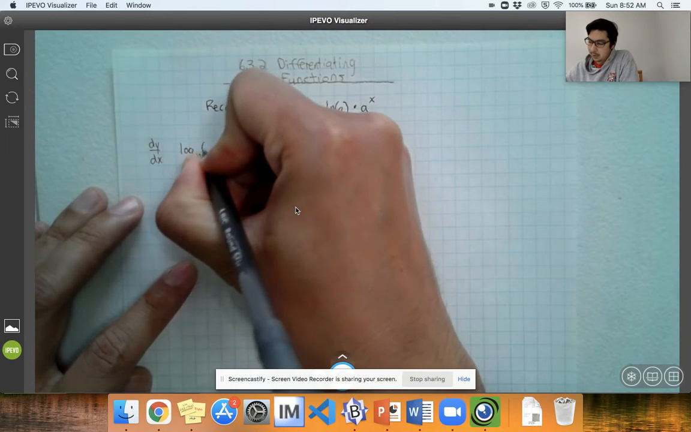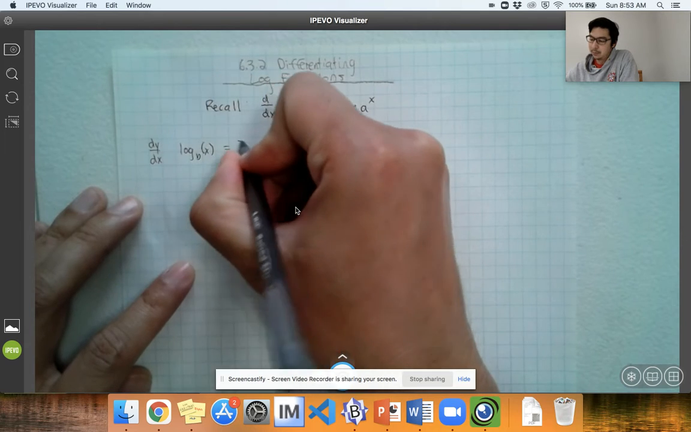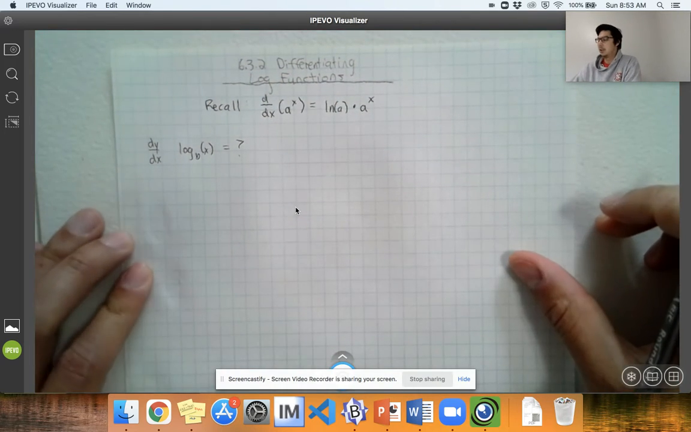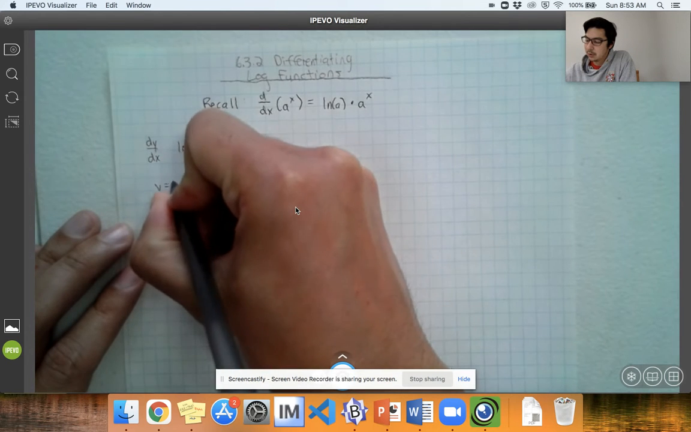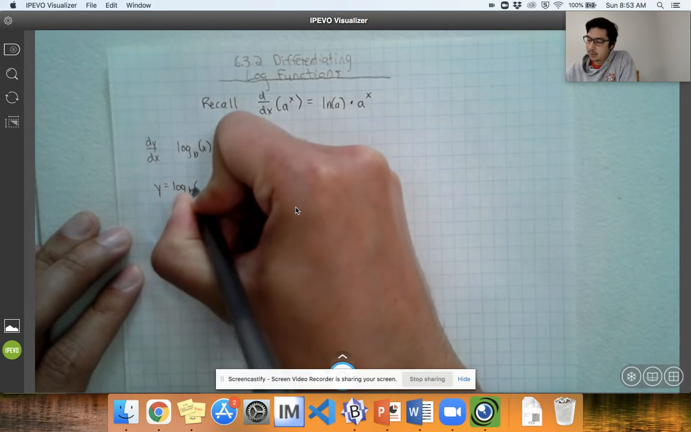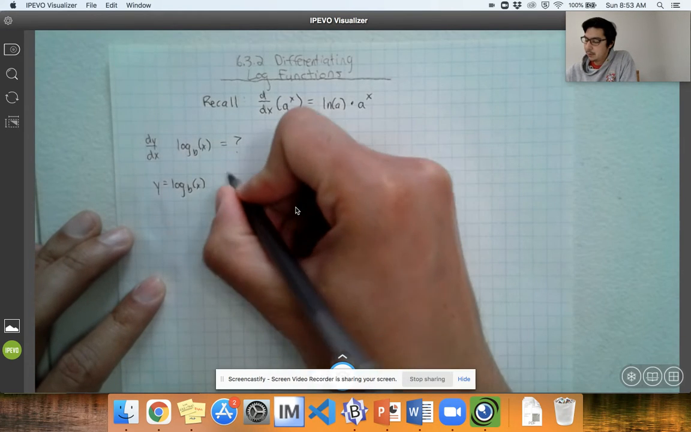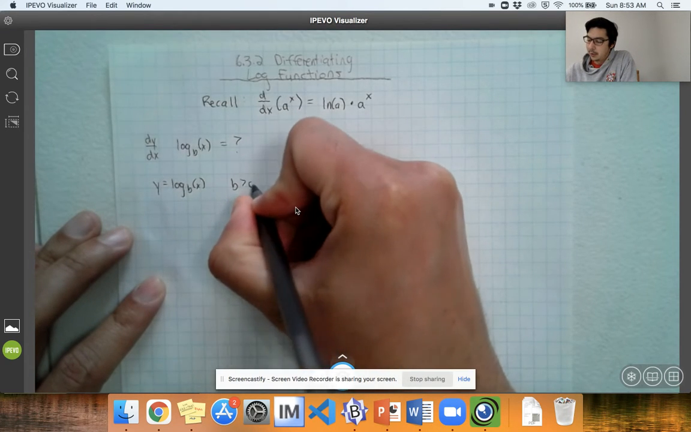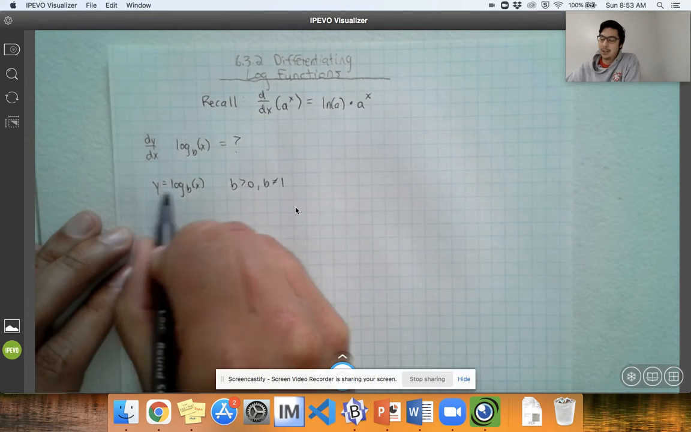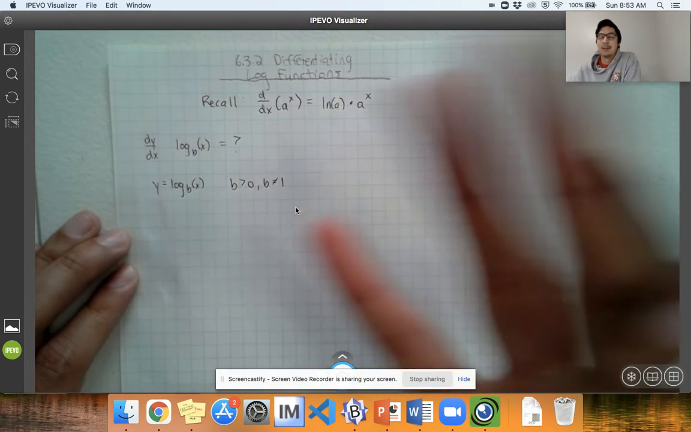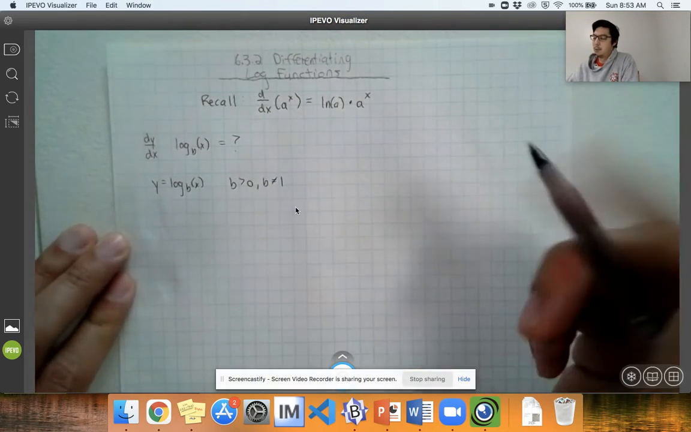So let's say log base b of x. What's the derivative of this going to equal? Okay, so let's look at an example, and let's see if we can figure it out now. So let's look at y equals log base b of x, a generic log function, where b is any number greater than 0, but b can't be 1 because base 1, 1 to what gives you x? Well, that wouldn't work out. So it can be any positive real number outside of 1.